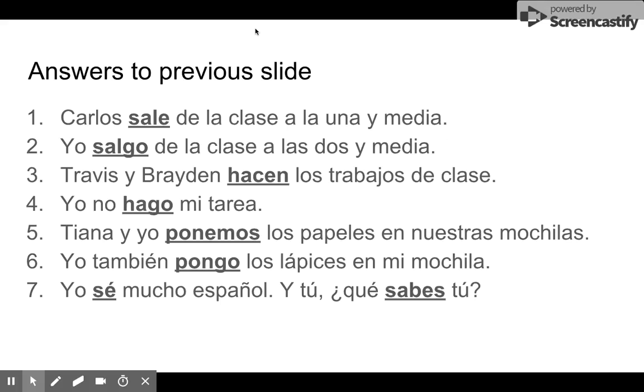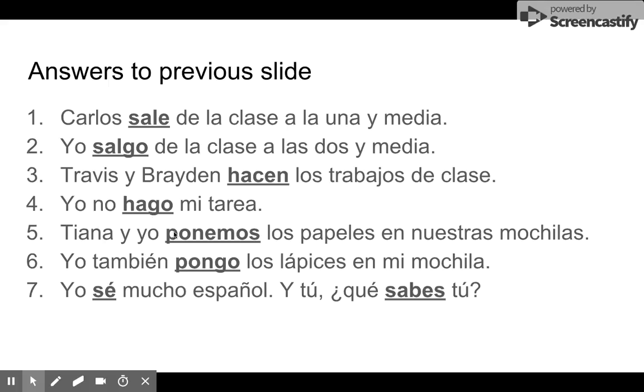And here are your answers. Carlos sale, looks like sail, but it's pronounced sale. He goes out or he leaves. Yo salgo, so again it gets that GO there for the yo form. Travis and Braden, they hacen, so that's just normal, uses the EN on the end. But the yo form is hago, H-A-G-O. I do my homework, or I do not do my homework according to the sentence.